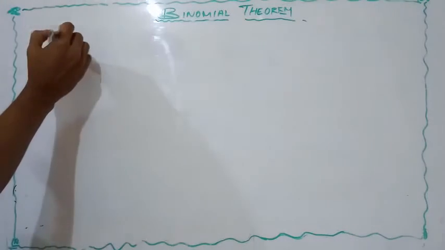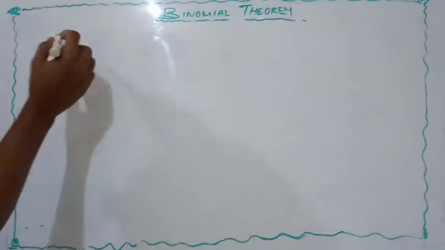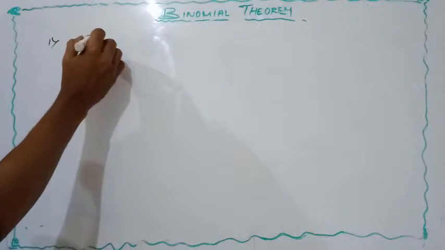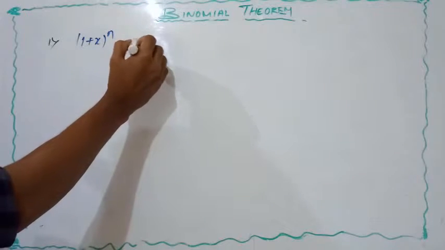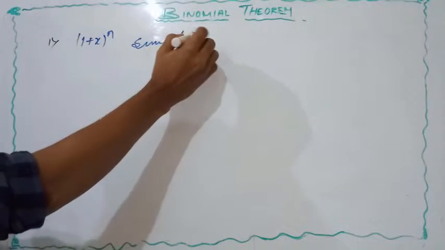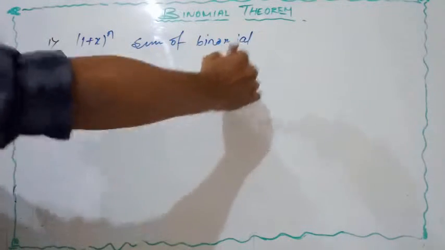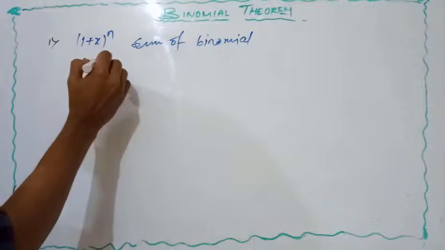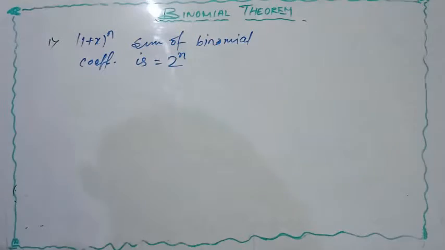So, the first property says that in the expansion of (1 + x)^n, the sum of binomial coefficients is equal to 2^n. So how is it coming?